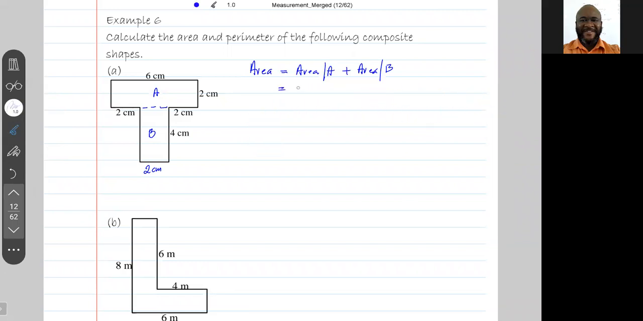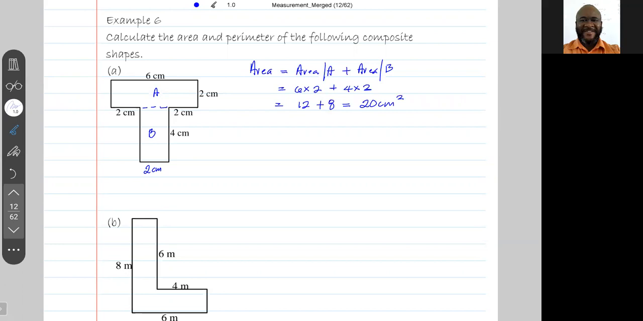So this is 6 times 2 plus 4 times 2. This is 12 plus 8. The total area is 20, and this is centimeters square.